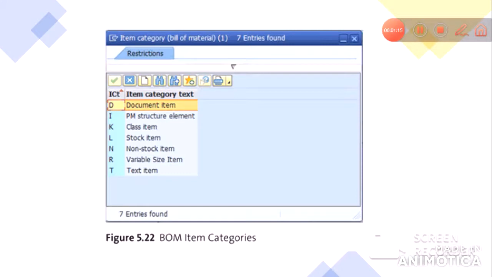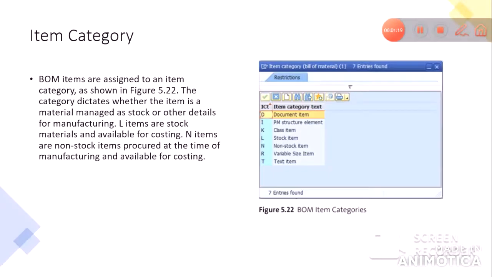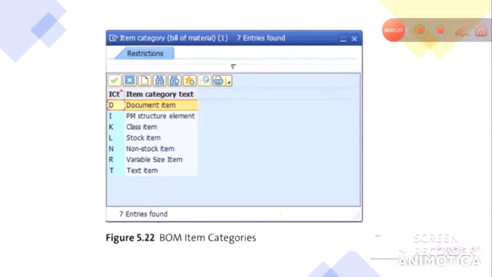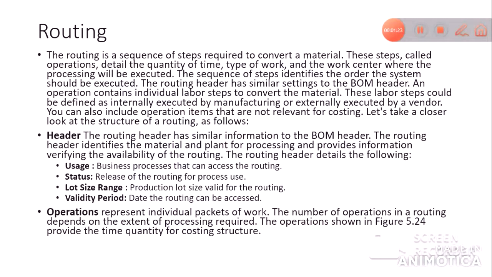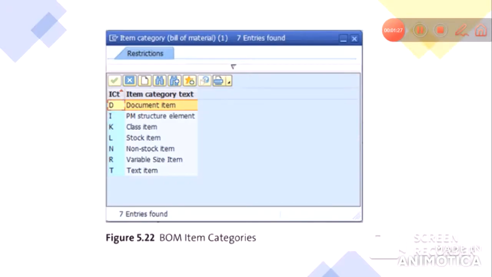So this is the BOM item categories. I think I need to put the other figure here. Let me do that.